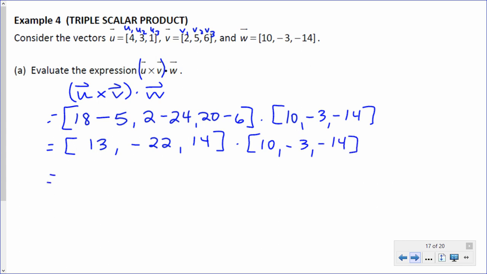We get 13 times 10, 130. Negative 22 times negative 3, plus 66. 14 times negative 14, minus 196. You get zero. Interesting. What does that mean?